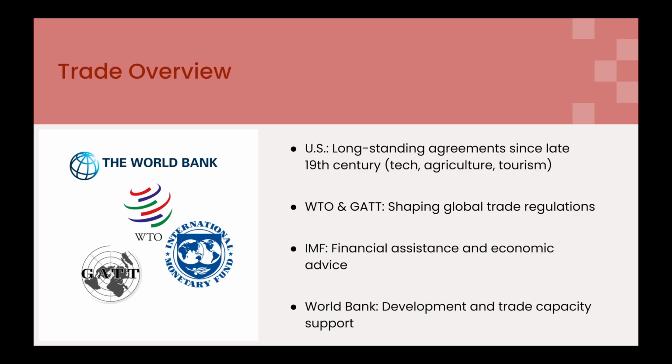The key organizations influencing Thailand's trade include the WTO, which shaped tariffs and regulations, GATT, which established foundational trade principles, the IMF, providing financial assistance for economic stability, and the World Bank Group, which supports infrastructure and trade capability development projects.